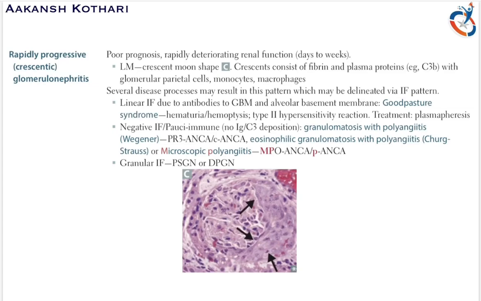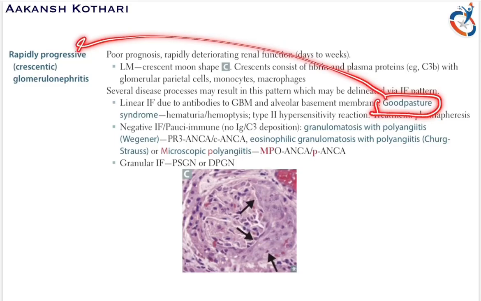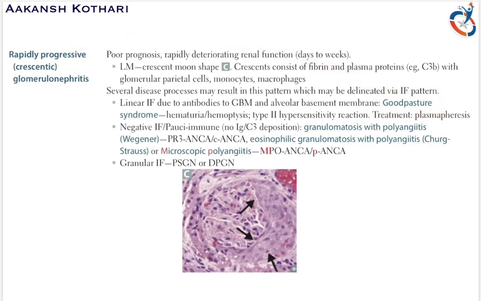This is caused due to antibodies produced to glomerular basement membrane and alveolar basement membrane. So if antibodies are produced against glomerular basement membrane and alveolar basement membrane in Goodpasture syndrome, it can lead to linear immunofluorescence. Now, it presents as hematuria and hemoptysis and is a type 3 hypersensitivity reaction. So, in Goodpasture syndrome, which leads to rapidly progressive glomerulonephritis, there is linear immunofluorescence, and it is caused because of antibodies against the glomerular basement membrane and alveolar basement membrane.